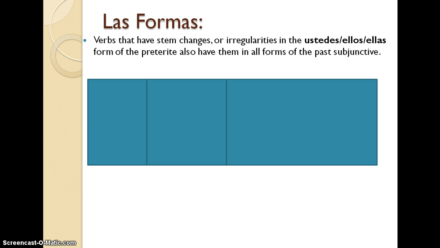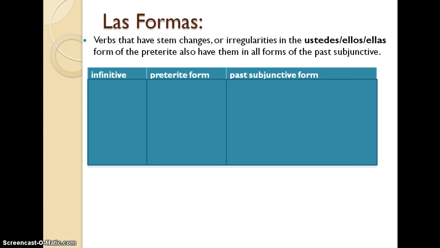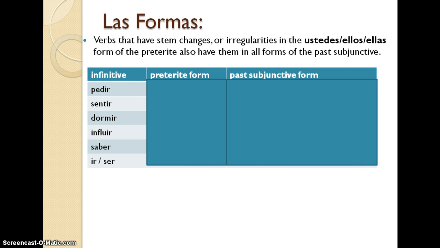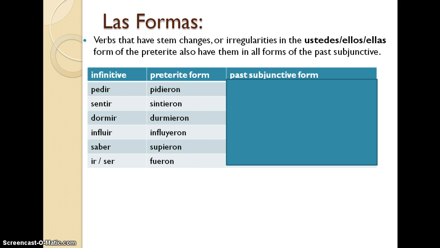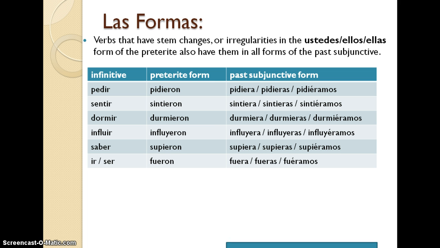Of course, we do have irregular verbs in the preterite, so when there is a stem change or some other written irregularity in that third person plural form, then the past subjunctive also contains that same change. So some examples I have of pedir, sentir, dormir, influir, saber, ir, ser. Remember, these are the third person plural forms, and you'll notice that that same irregular or stem change goes into the past subjunctive form. I haven't listed all of them, but I have the yo, the tú, and the nosotros.